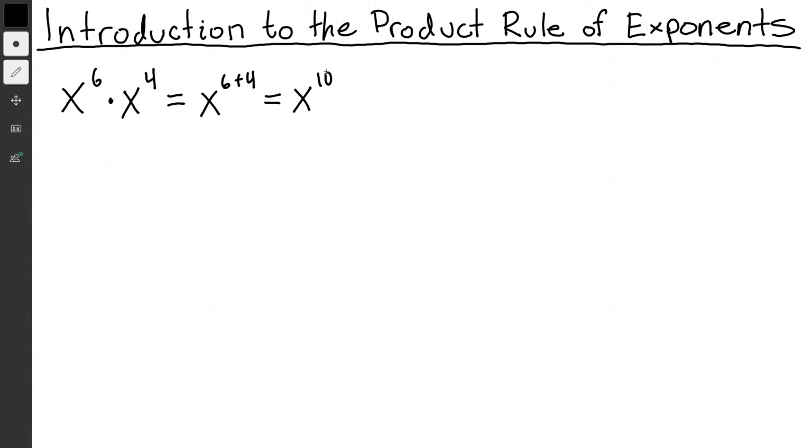Let's try one more example. In this example, we have y cubed times y. What do you think this would equal? Since there's no exponent on that second y, should I do 3 plus 0 to get the final exponent?